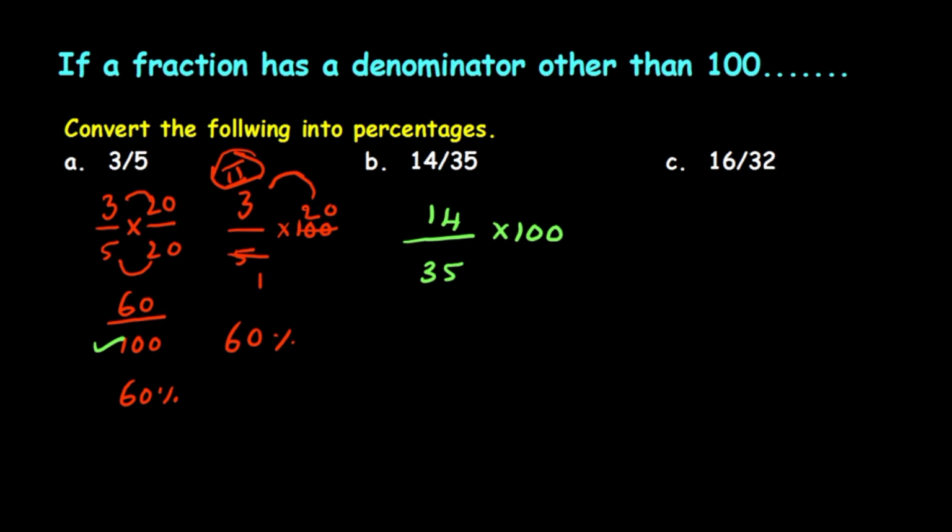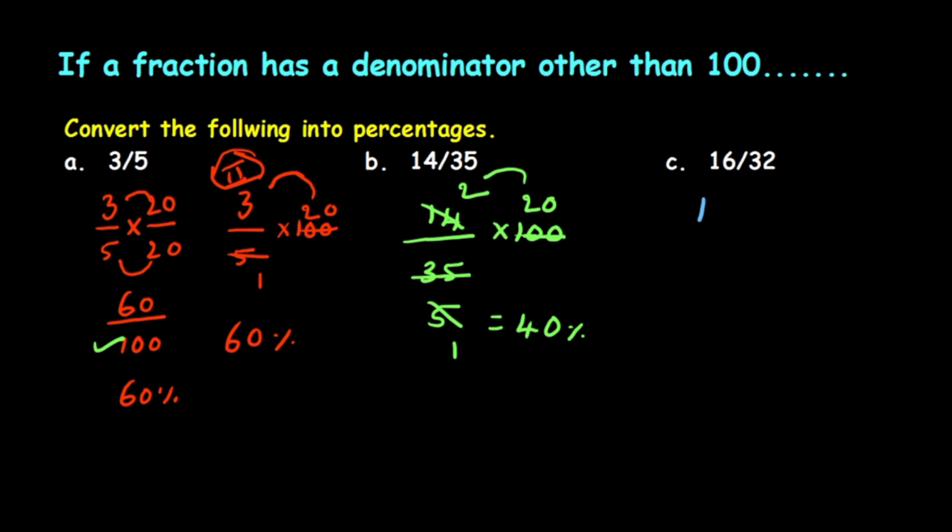The other model, you can multiply by 100 and try to do the cancellation. So see, 14 will get cancelled by the 7 table, like 7 twos are 14 and 7 fives are 35. Similarly, 5 ones and 5 twenties will cancel here. So 20 into 2 is 40%. So 14 by 35 will get into 40%, right?